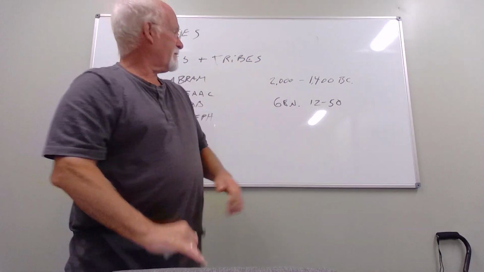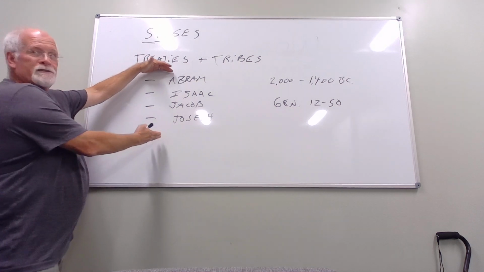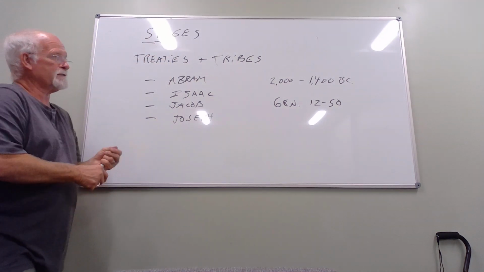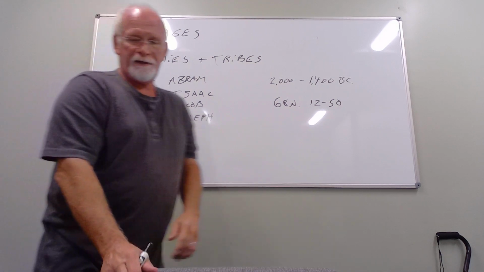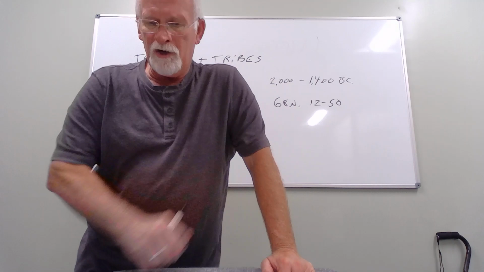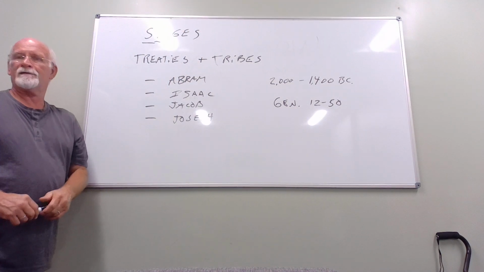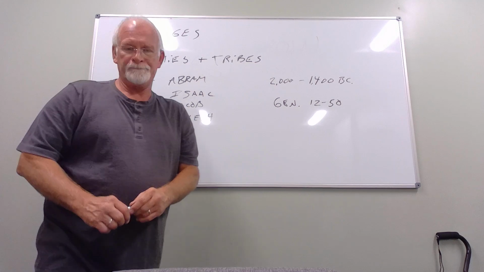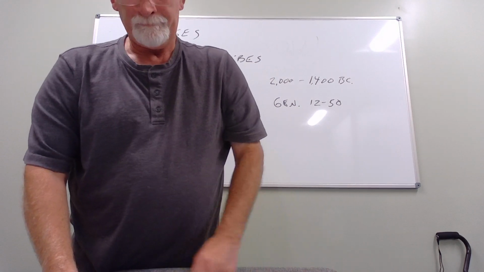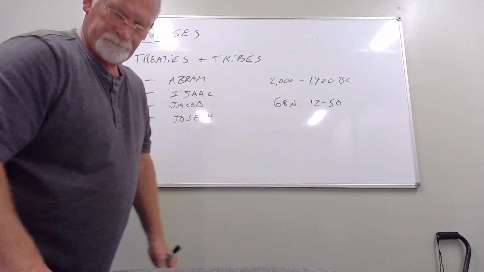So this period of treaties and tribes is over a lot of chapters. There's a lot written about that in the Old Testament, and it's one of the very interesting periods of time. Who would we know during that time? Well, these 4 men. That would be pretty important. Any thoughts?